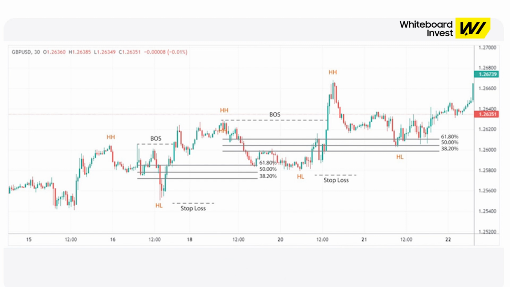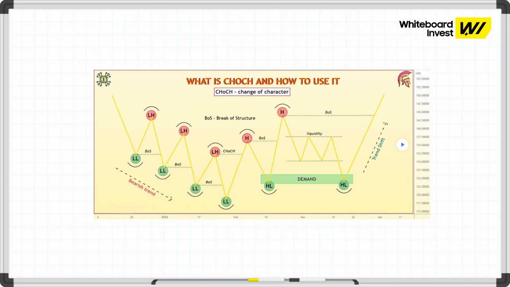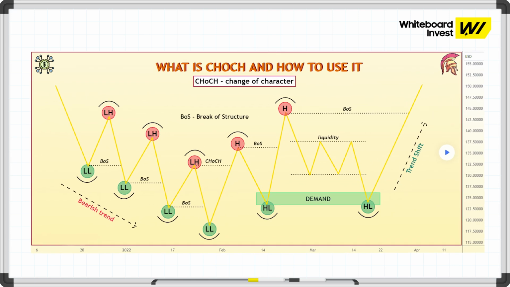A change of character in the market occurs when the price breaks the previous structure during a trend, often indicating a potential reversal from the current trend direction. For instance, if the price has been forming higher highs and higher lows in an uptrend, and then breaks below the previous low to form lower lows, this is considered a change of character. This shift in price behavior suggests that the market dynamics may be shifting, potentially signaling the end of the current trend and the beginning of a new trend or a period of consolidation.